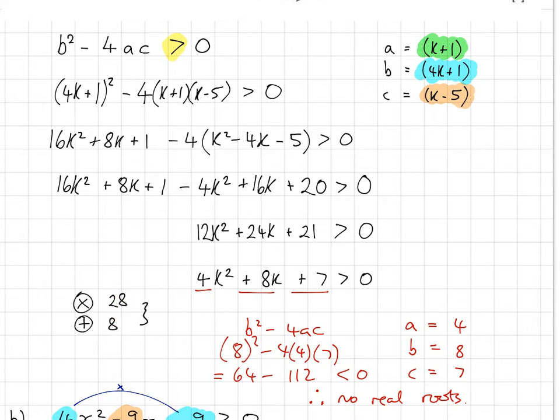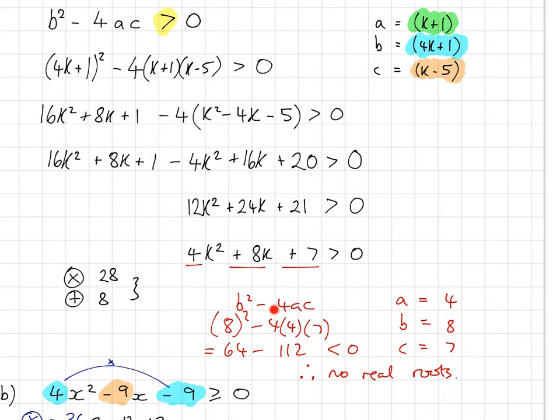So I had to put it through b squared minus 4ac, and when I put it through b squared minus 4ac, now that isn't the same one as the one up here. It's a different one now. It's using, once I've cancelled this down to its lowest terms, a is equal to 4, b is equal to 8, c is equal to 7.